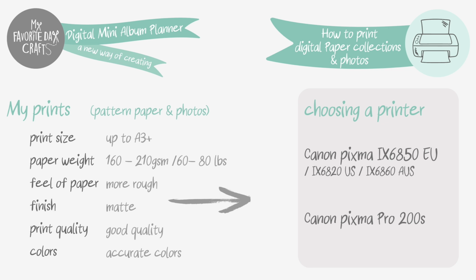And as you can see here, I also wrote down IX 6820 and 6860. That's because when I did my research and checked for the availability in other countries, I noticed that depending on the area you live in, it might be a different name, but the printer features are exactly the same. So I assume it's the same printer. It is just a different number according to if you're getting it in Europe, in the US or Canada, or in Australia. And the second one is the Canon PIXMA Pro 200 or 200S.